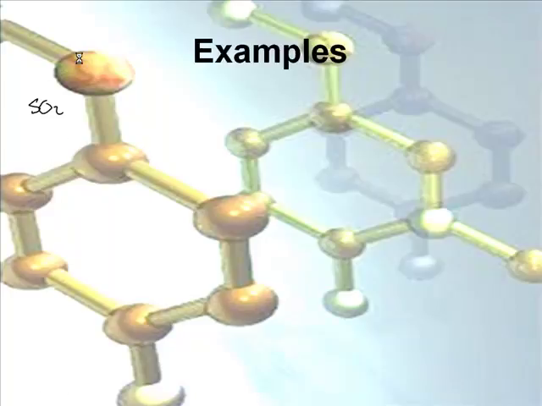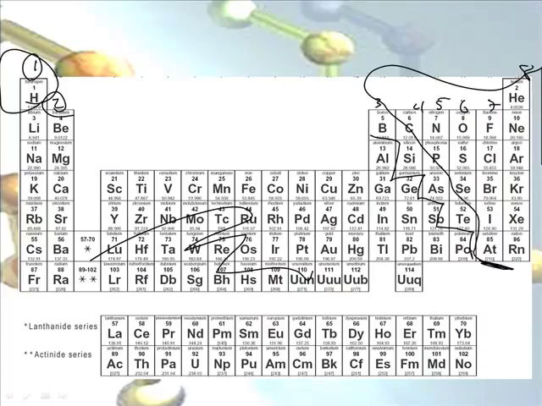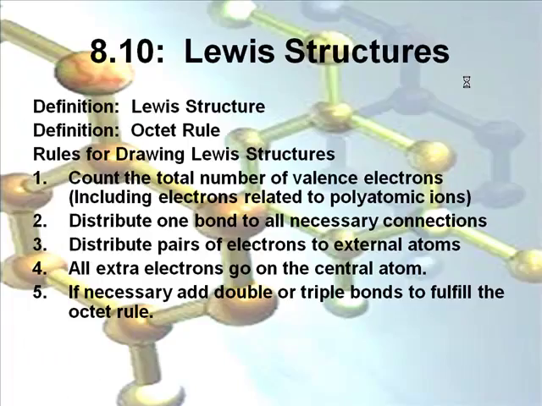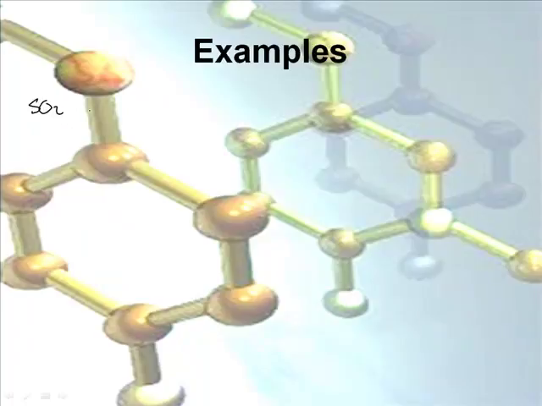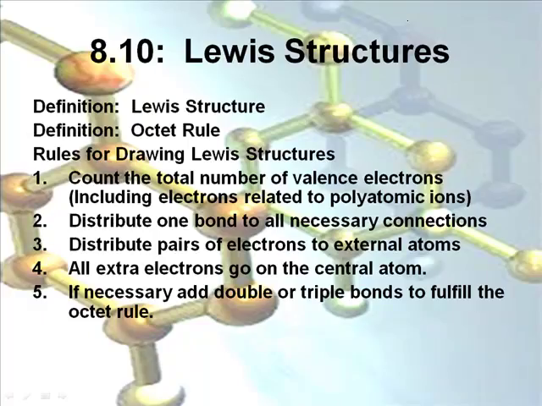For SO2, sulfur is in the 6th column, so he gets 6, and so does oxygen. So they're going to have 6 plus 2 times 6, or 6 times 3, 18 electrons. You always start with your central atom, which is the S in this case, and usually that's the element that's written first. And so you go 2, 4 for the bonds, which, as we said in the rules, count as 2 electrons, and double bonds count as 4.